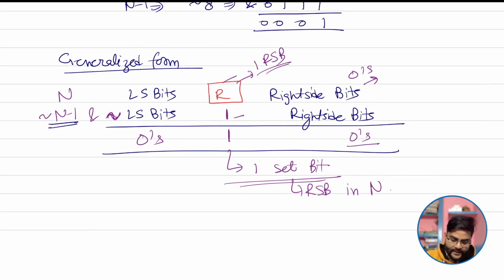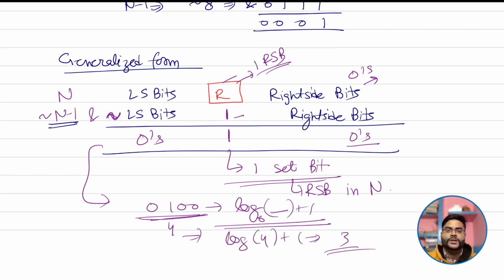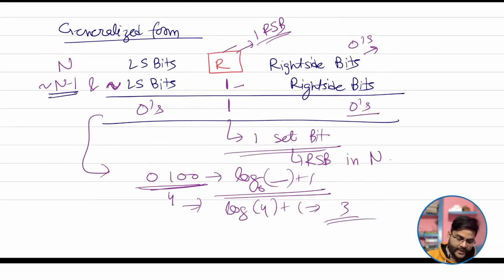Okay, and from here we have the same process. Okay, so let's say if it is 0 1 0 0, you can take log base 2 of the number plus 1, it will give me the position. Okay, this is my number, so it is, let's say, 4. So if you take log base 2 of 4 plus 1, it will be nothing but 3 only. Okay, so that's how we can find the position of the rightmost set bit.